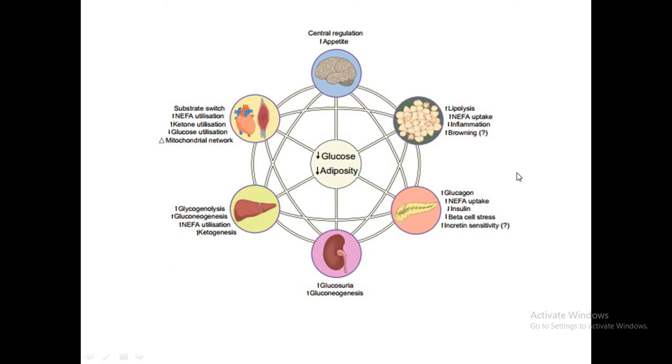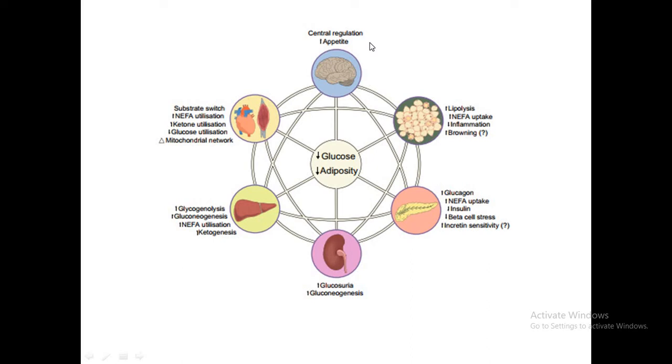This is how SGLT2 inhibition works. Overall it decreases glucose and decreases adiposity. It increases glucosuria and it increases renal gluconeogenesis. In the liver, it increases glycogenolysis, it increases gluconeogenesis, it increases non-essential fatty acid utilization, and it increases ketogenesis. So in the heart, there is increased NEFA utilization, increased ketone utilization, and there is improved substrate utilization and switching over.